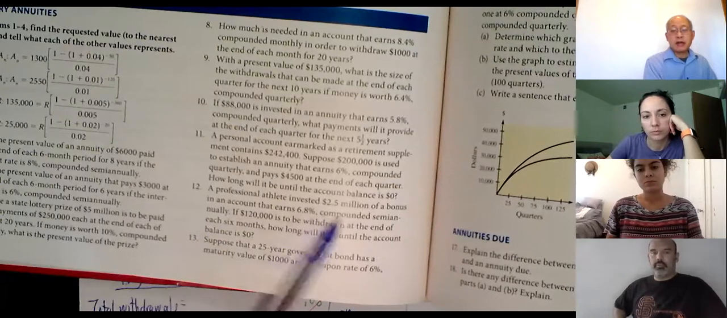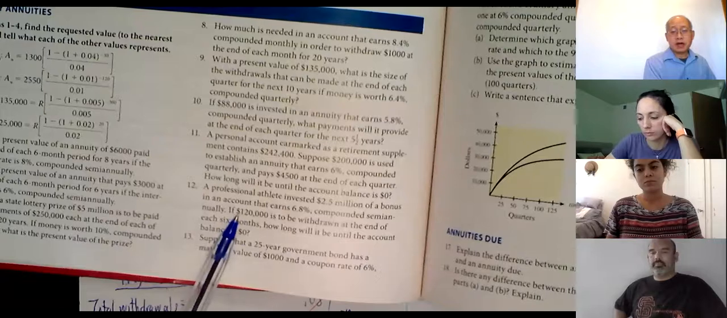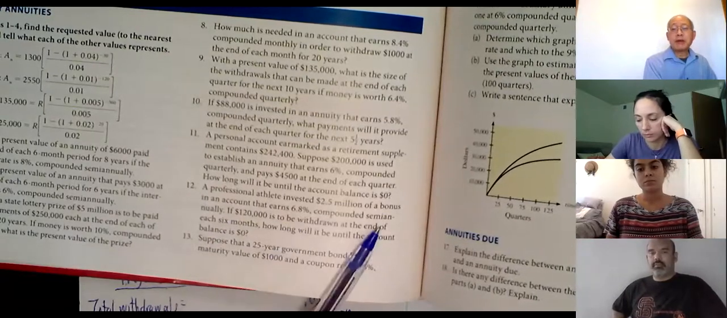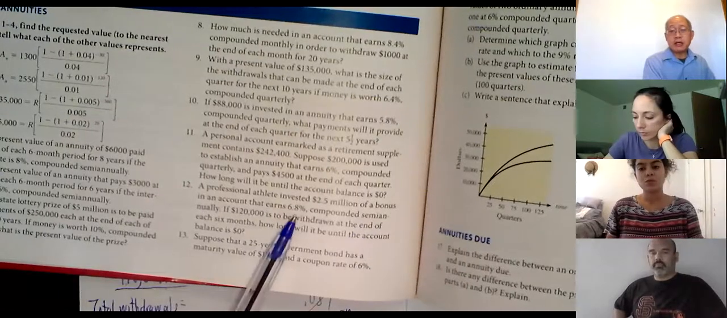So the bigger number is the A sub n, that's the left-hand side. The smaller number is the R. And it says 6.8% compounded semi-annually. So semi-annual means I divide this by 2.